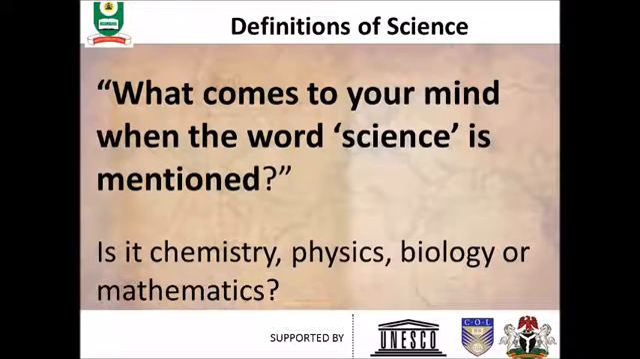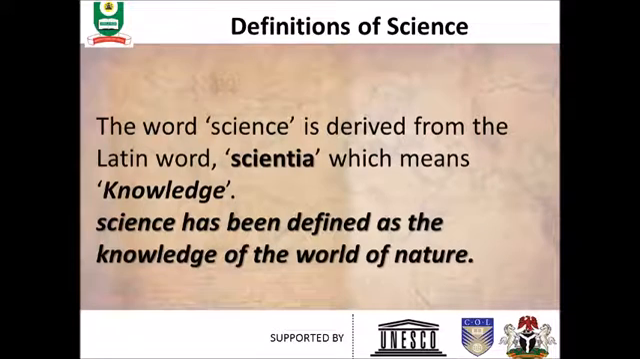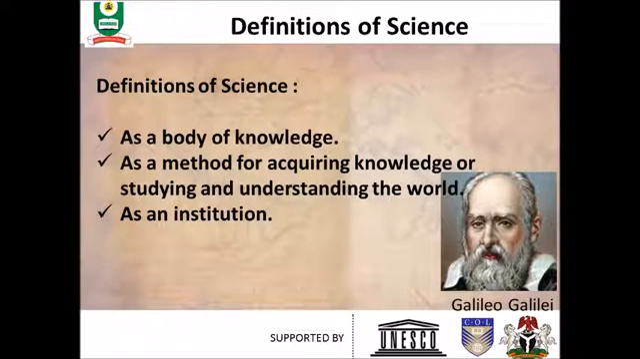What comes to your mind when the word science is mentioned? Is it chemistry, physics, biology, or mathematics? The word science is derived from the Latin word scientia, which means knowledge. On the simplest level, science has been defined as the knowledge of the world of nature. This definition, however, does not exhaust the full meaning of science, so let us attempt other perspectives of science.